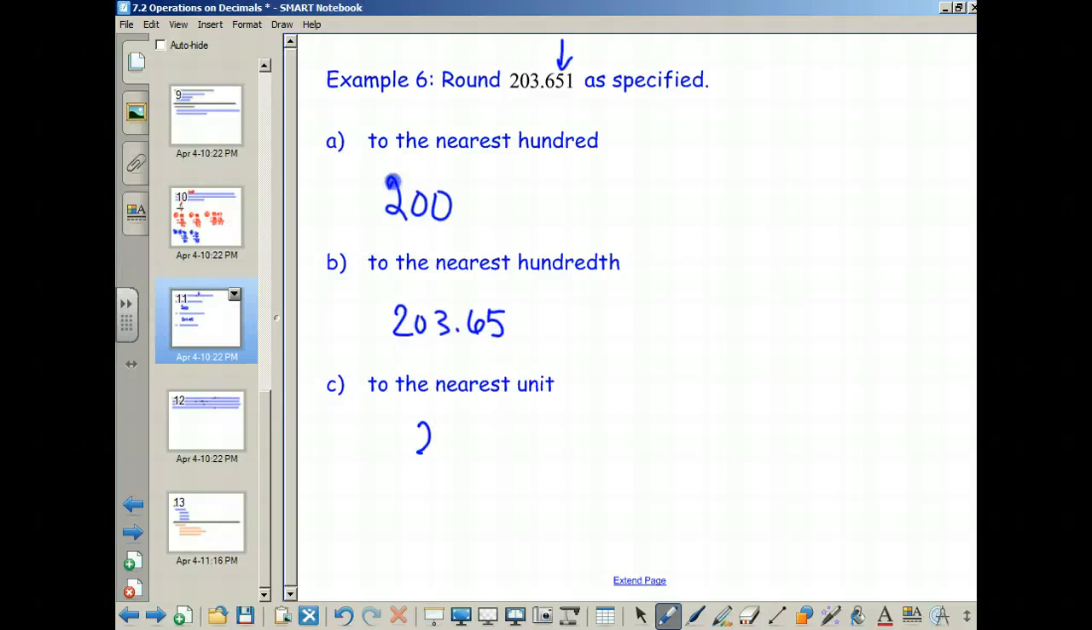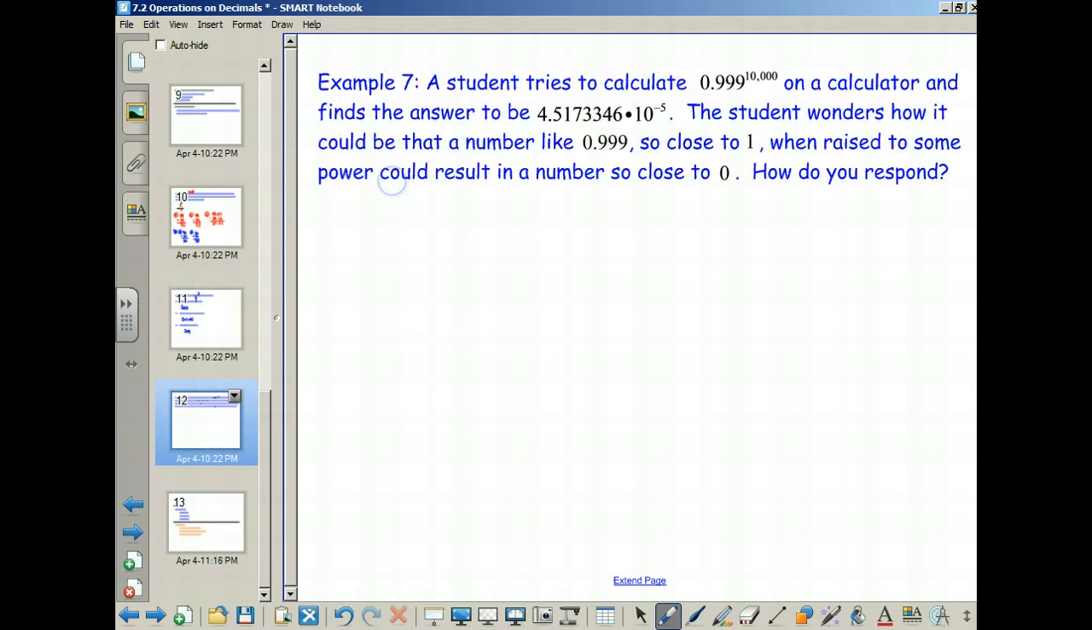What is it? 204. So the unit place is where my 3 is right now, and the 6 to the right of it is bigger than 4, right? It's 5 or bigger, and so we would round up to the 204.